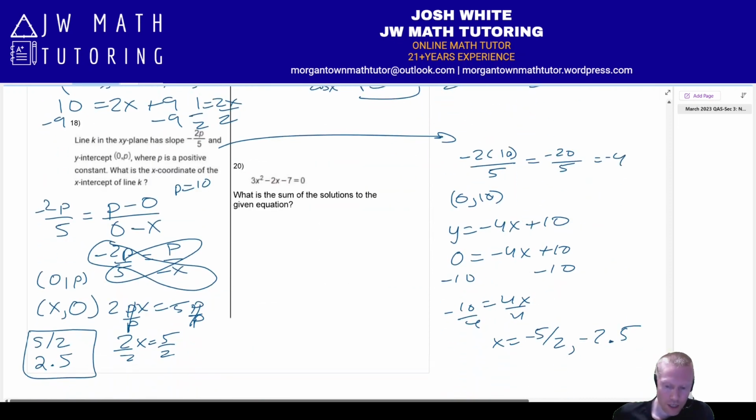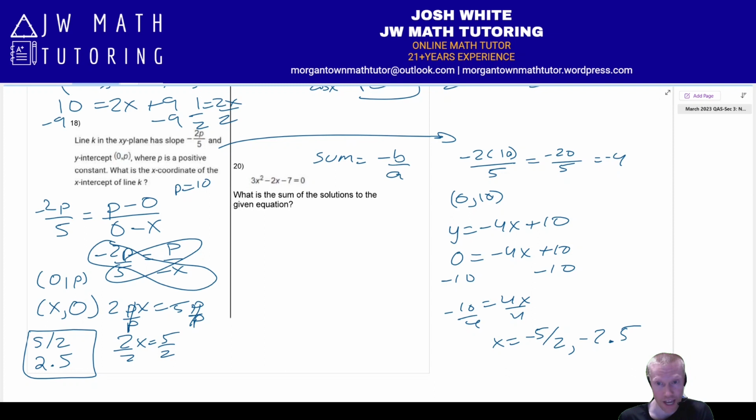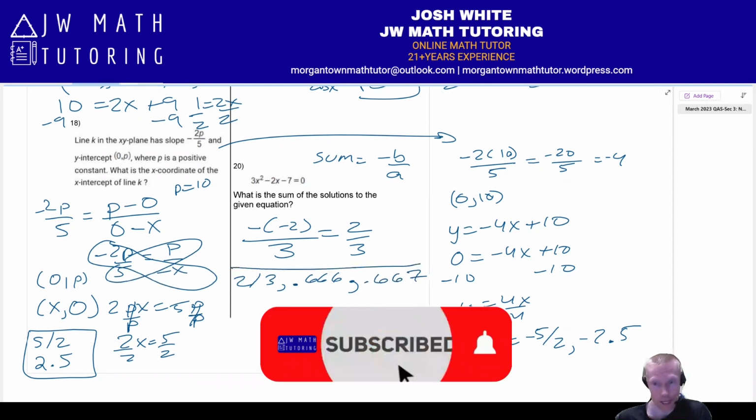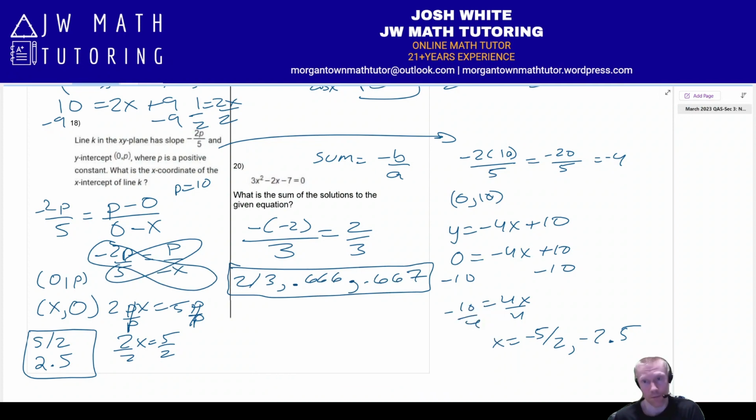Now, for number 20, the easiest way to do this is to have memorized the shortcut formula, which is that the sum of solutions to a quadratic equation is always going to be equal to negative b over a. So all you have to do is the opposite of negative 2 over a, which is 3, and that just becomes 2/3. So correct answer, 2/3, or 0.666, truncate the decimal, or 0.667, round the decimal. Any of these three forms would be acceptable.